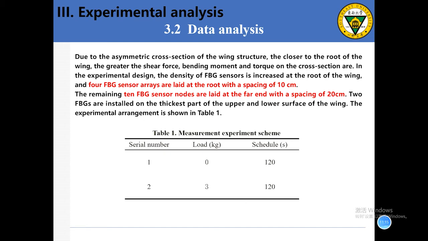2 FPG sensors are inserted on the thickness part of the upper and lower surface of the wing. The experimental arrangement is shown in Table 1. Please look at the Table 1. This is measurement experiment screen.